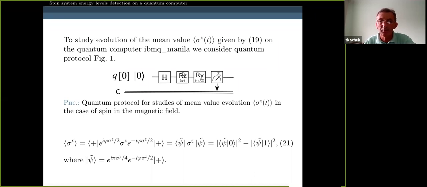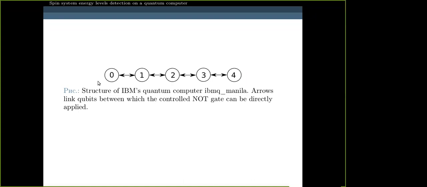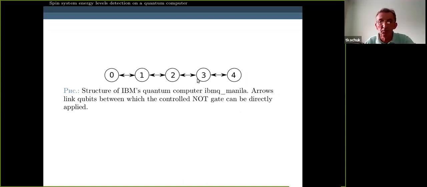Here it is just an operator related to the evolution operator and measurement. Measurement is also, of course, important in this method. Let me omit how we measure it, but the computer which we use here is a real quantum computer, the Manila quantum computer, IBM's company. An arrow corresponds to a direct relation between these qubits. But for this system, only one qubit is enough. I would like to stress this.